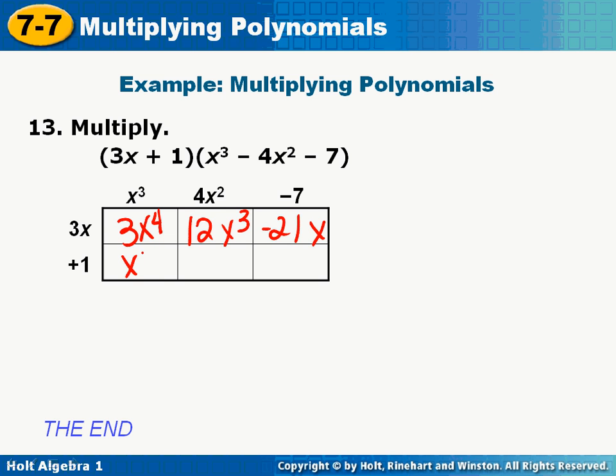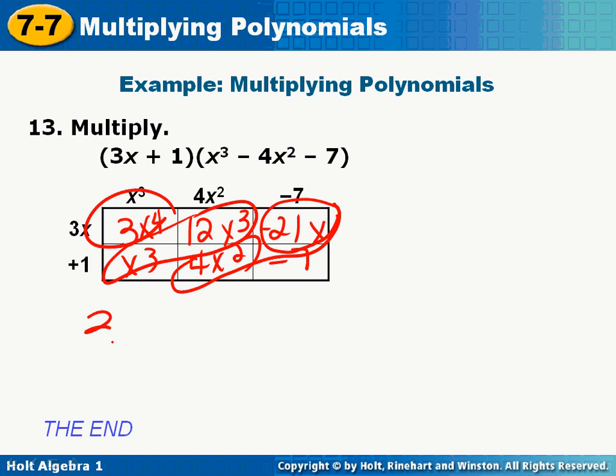1 times everything. X to the third. 4x squared minus 7. Usually the diagonals can be put together, but beware. You can't put those together, can you? So beware. Sometimes you can't. This is a positive. Okay, so I'm going to start with that one.